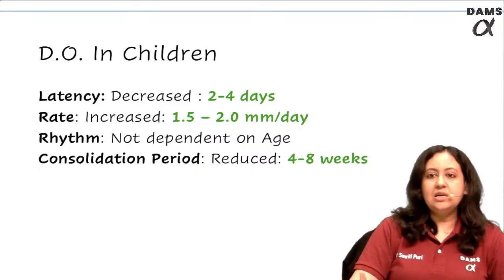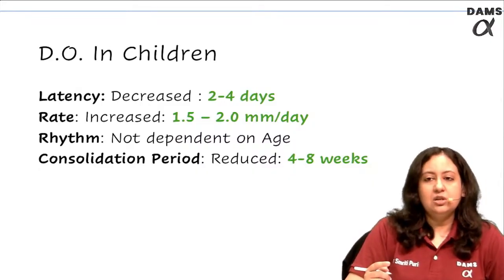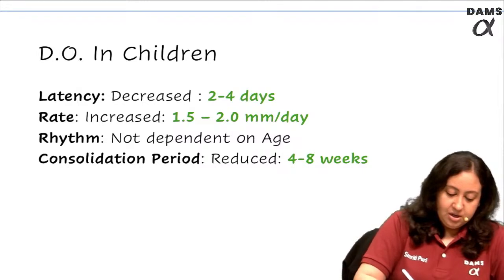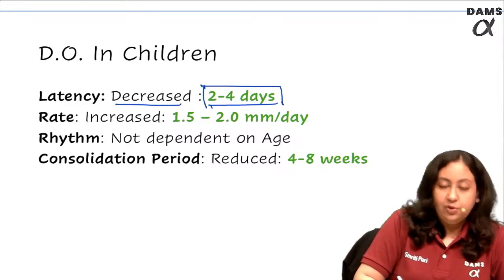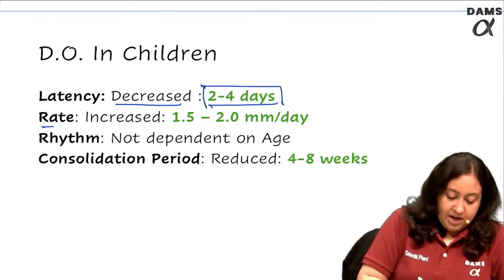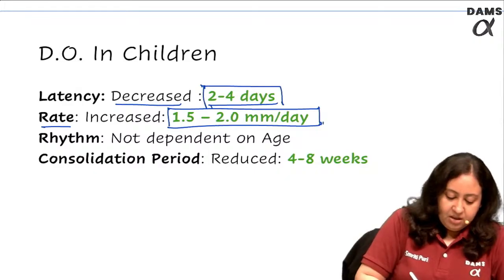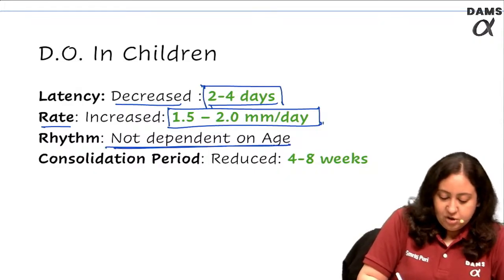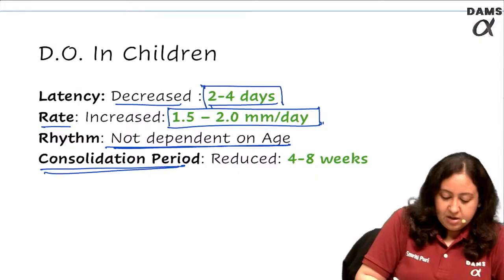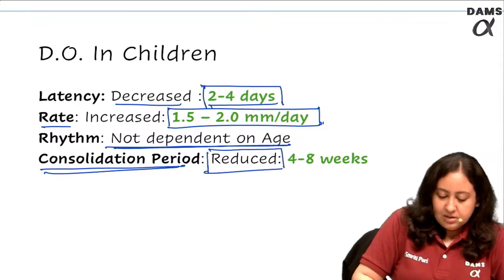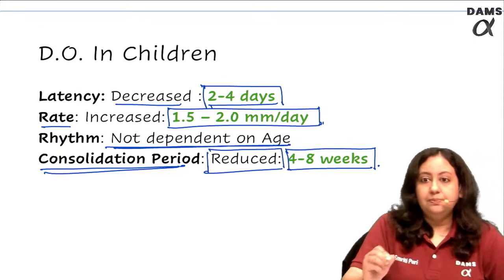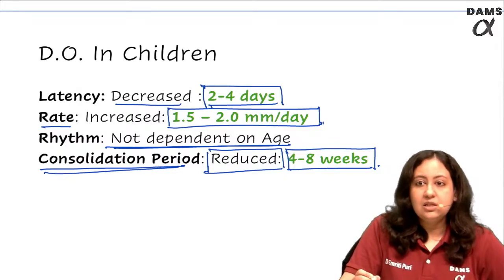We'll quickly see the phases of distraction in children. So latency period is decreased, 2 to 4 days. Rate is increased, 1.5 to 2 mm per day. Rhythm is not dependent on age, and consolidation period is reduced, that is 4 to 8 weeks. All right, is it clear?